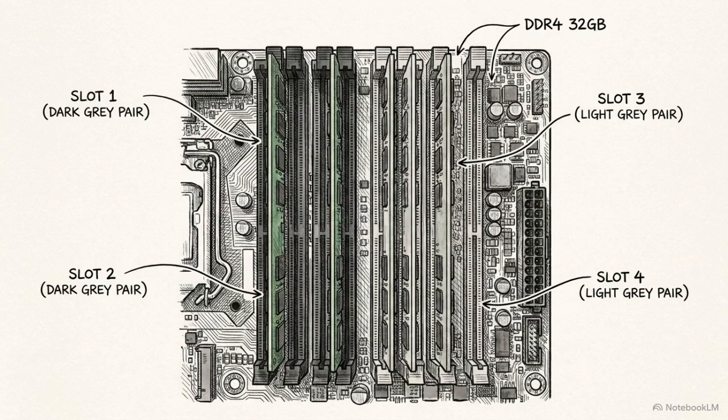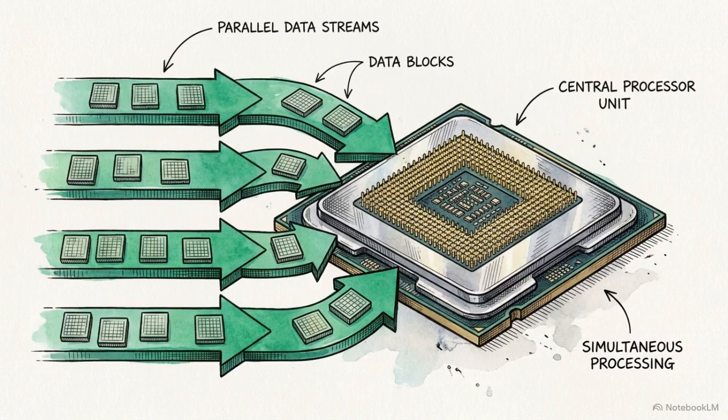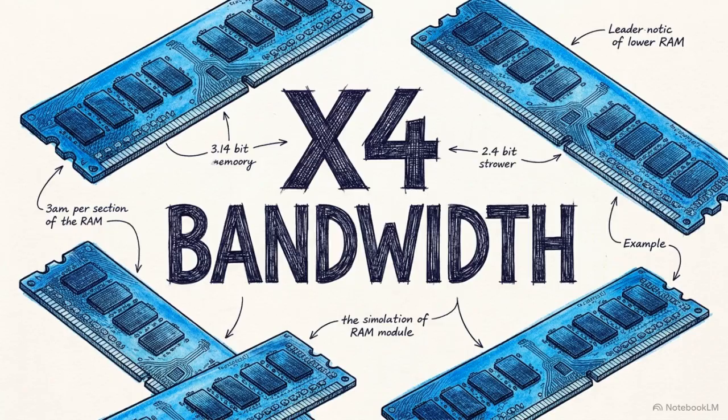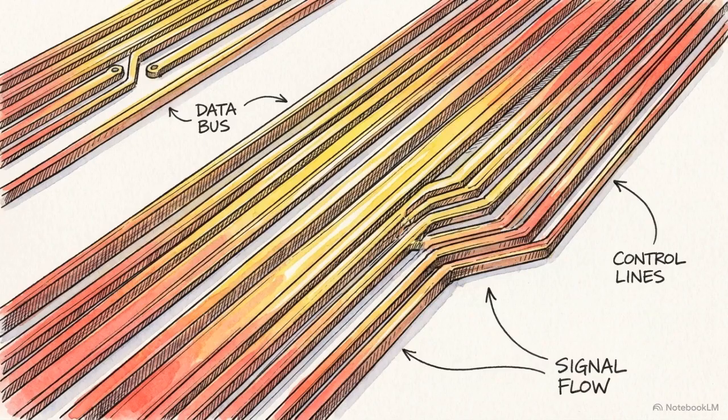Modern architectures utilize dual-channel or quad-channel memory configurations, meaning the processor can access multiple memory sticks simultaneously rather than waiting in a single line. By populating the correct physical slots across these specific channels, the system multiplies the total data bandwidth available to the CPU.